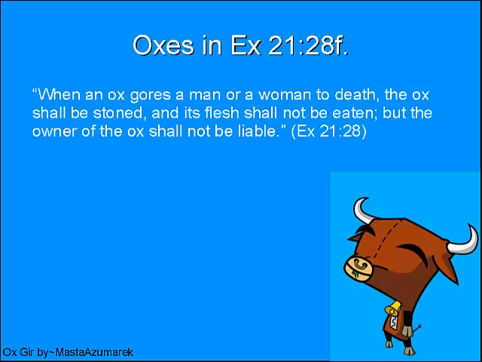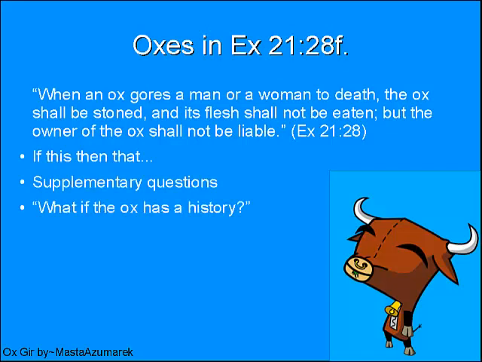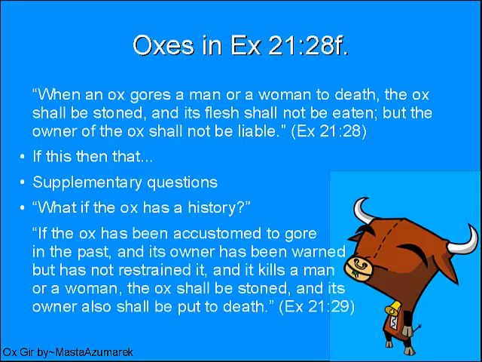That's nice and straightforward, isn't it? It tells you, if this happens, then this is what you do. And the way it's phrased enables you to ask supplementary questions. So you might come back and say, hey, but what if the ox has been accustomed to goring people in the past, and the owner has been warned, and hasn't done anything about it? What if it then kills a man or a woman? Well, read verse 29. Somebody obviously did ask that question.